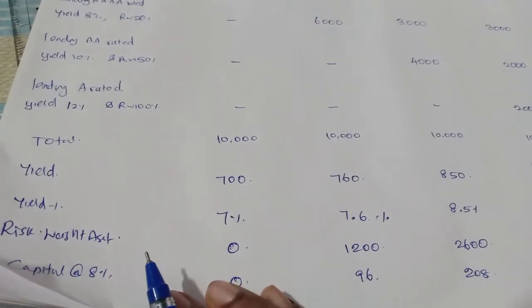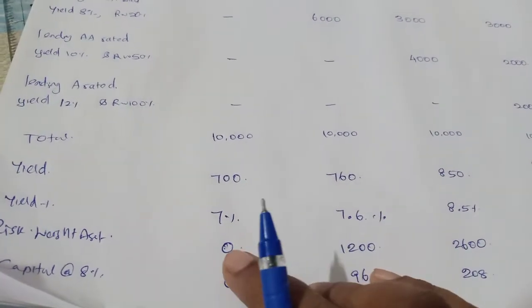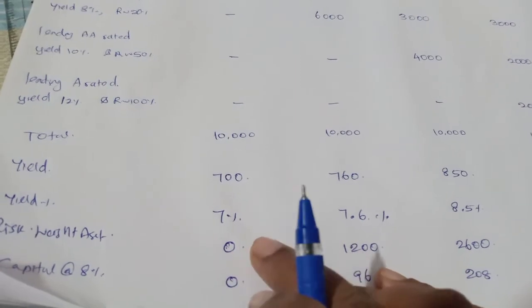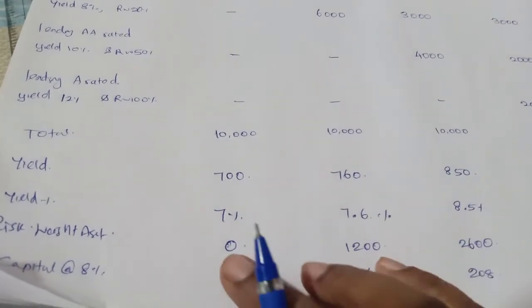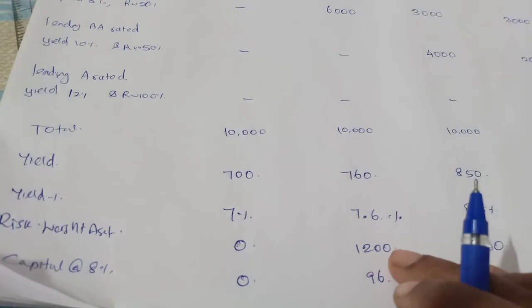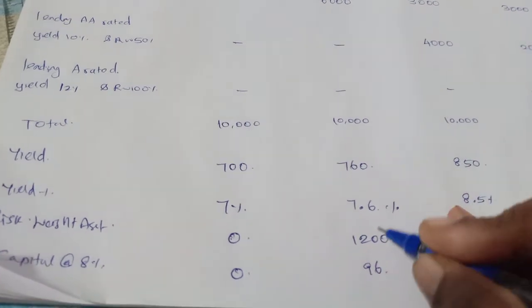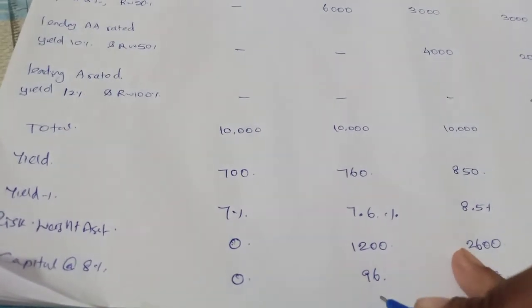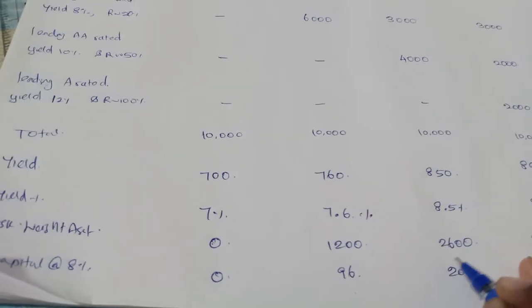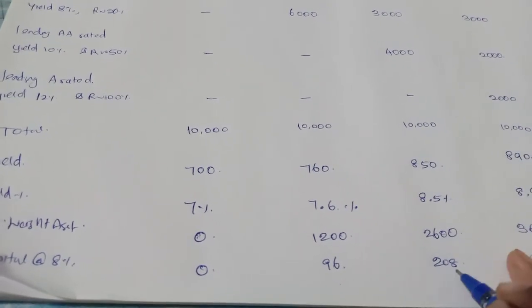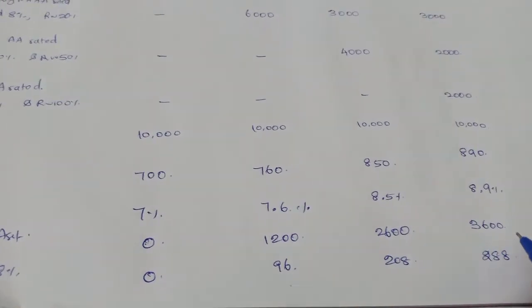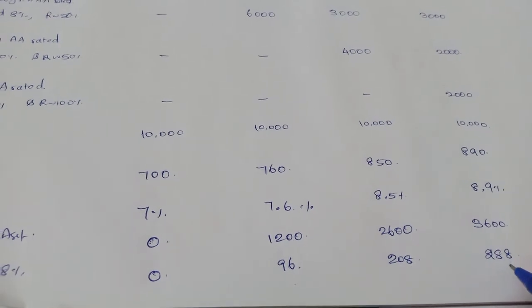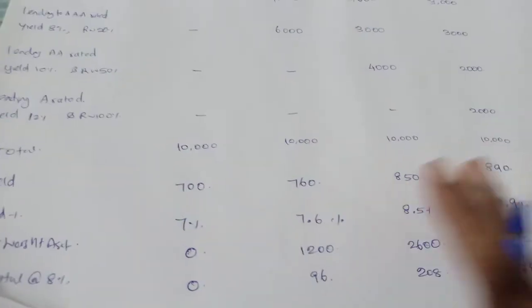And the capital required by RBI for the first one is 0, since the risk weight is 0. Next, for 1,200, it is 1,200 into 8 by 100, which gives 96. 2,600 into 8 by 100 gives 208, and 3,600 into 8% gives 288. This is the solution, friends.